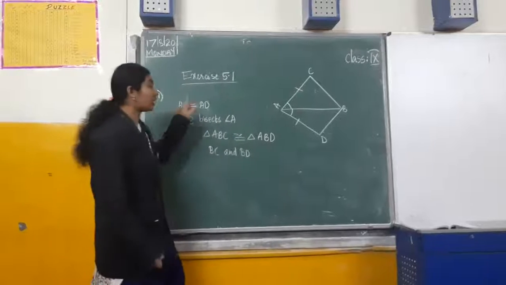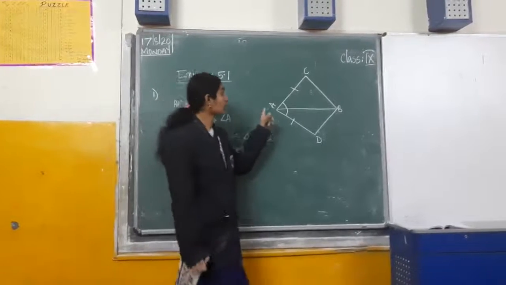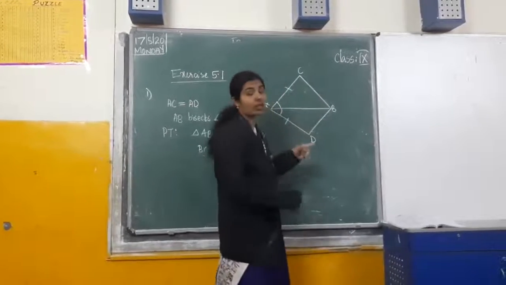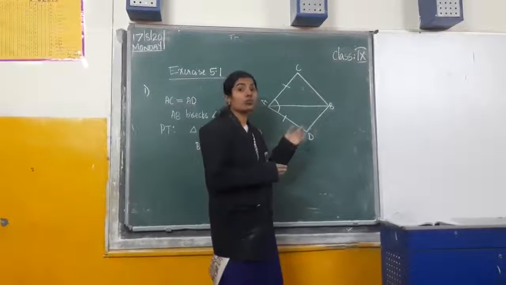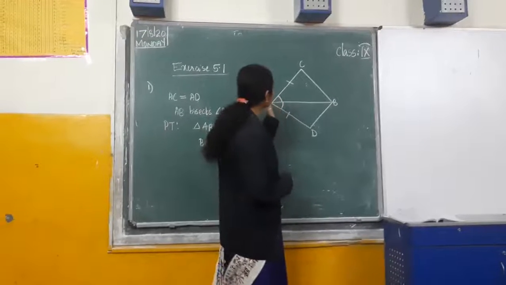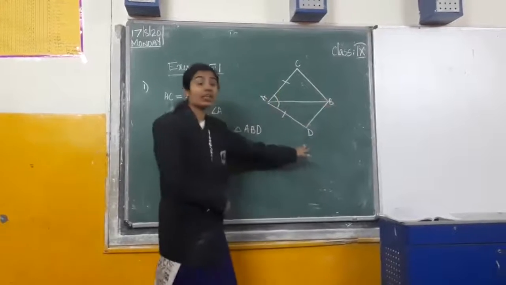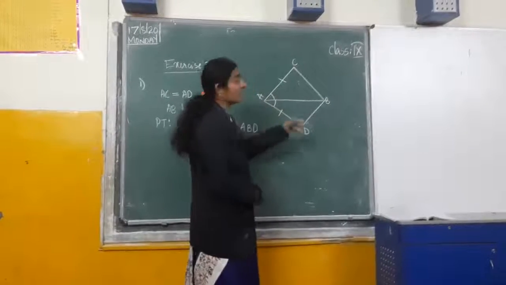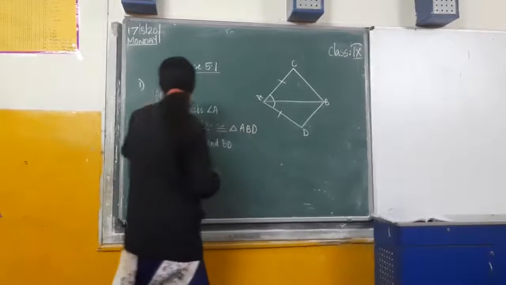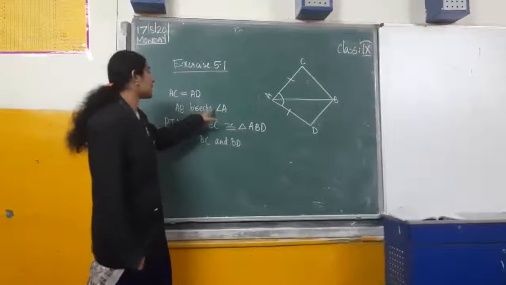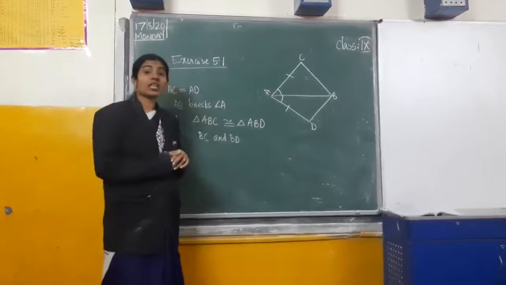So they have given one quadrilateral. What is the name? ACBD. Quadrilateral means a closed figure of four sides. Here you can see in the quadrilateral ACBD, they have given AC equal to AD. Okay. Next, AB bisects angle A.